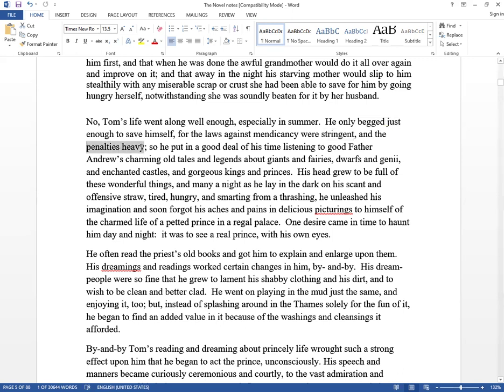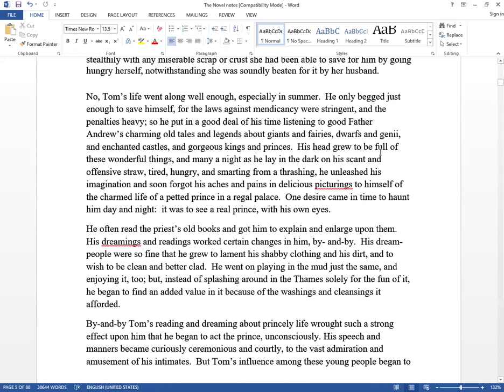Penalties means heavy punishments. Now, therefore, Tom begs only to find some money for his father to get rid of his beating. After that, what does he do? He put in a great deal of time, much time, listening to good Father Andrew's charming old tales about giants, fairies, dwarfs, genies, enchanted castles, and gorgeous kings and princes.